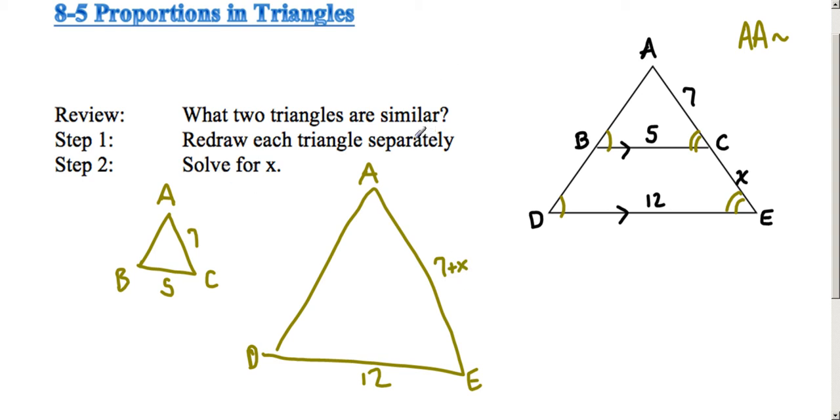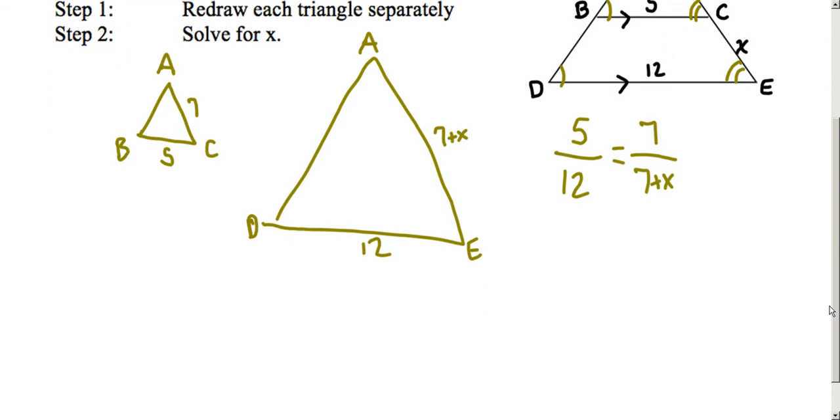Well, we know that in similar figures corresponding sides are proportional. So let's set up a proportion. Let's start with the pair of corresponding sides that we know, so 5 and 12. So if we go small to big triangle, and then our second pair of corresponding sides, small to big triangle. Okay, so there's our proportion. We want to solve for X.